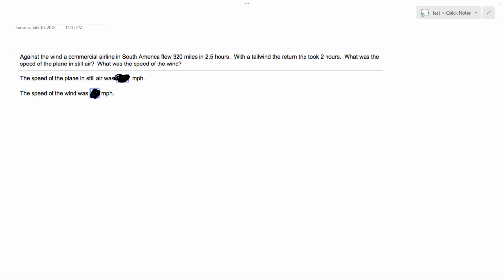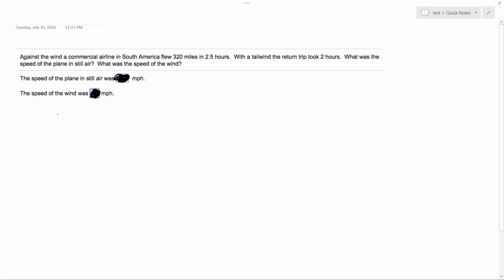All right, so we have two equations, two unknowns here. We have a commercial airline that's flying in South America. It flew 320 miles in 2.5 hours, and that's against the wind. Then on the return trip back, with the wind pushing it, it doesn't have as much wind resistance. It took 2 hours. So what was the speed of the plane in still air, and what's the speed of the wind?